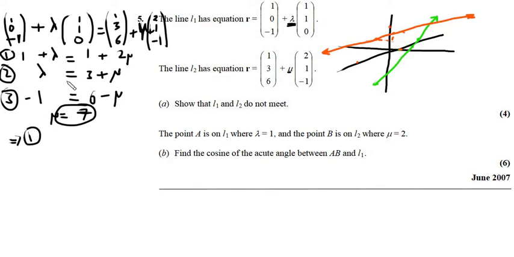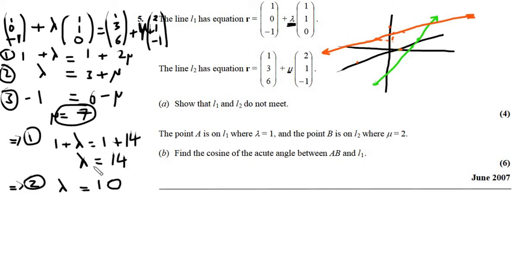Then that gives us 1 plus lambda equals 1 plus 2 times 7, which is 1 plus 14. Obviously the 1s cancel out, so lambda equals 14. If we do the same thing for equation 2, plug in mu equals 7, we get lambda equals 3 plus 7, which is 10. Now, of course, 10 does not equal 14.